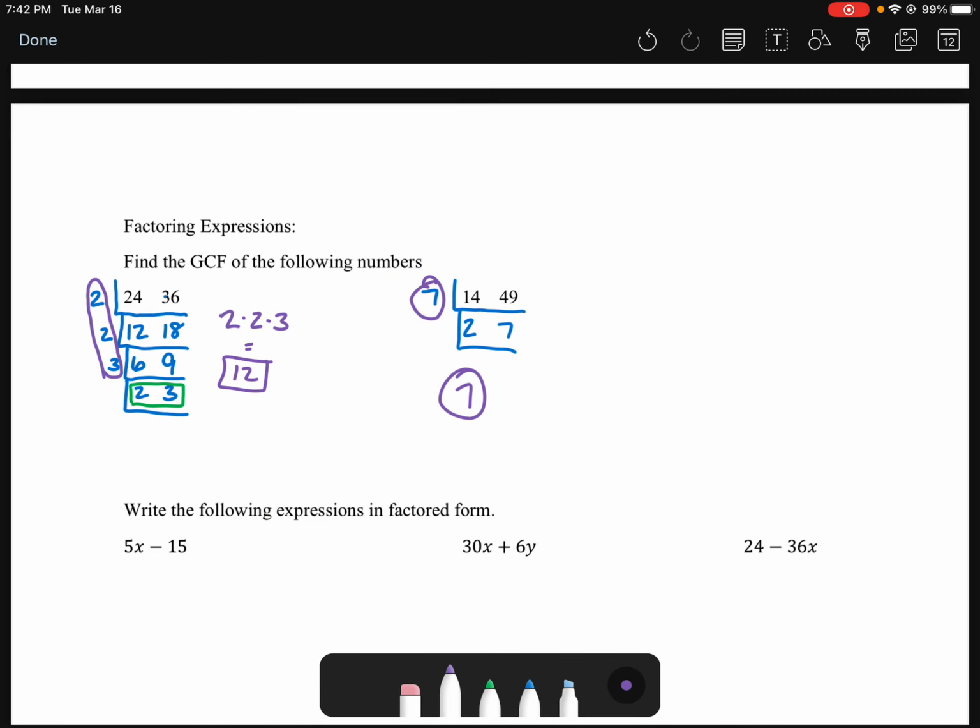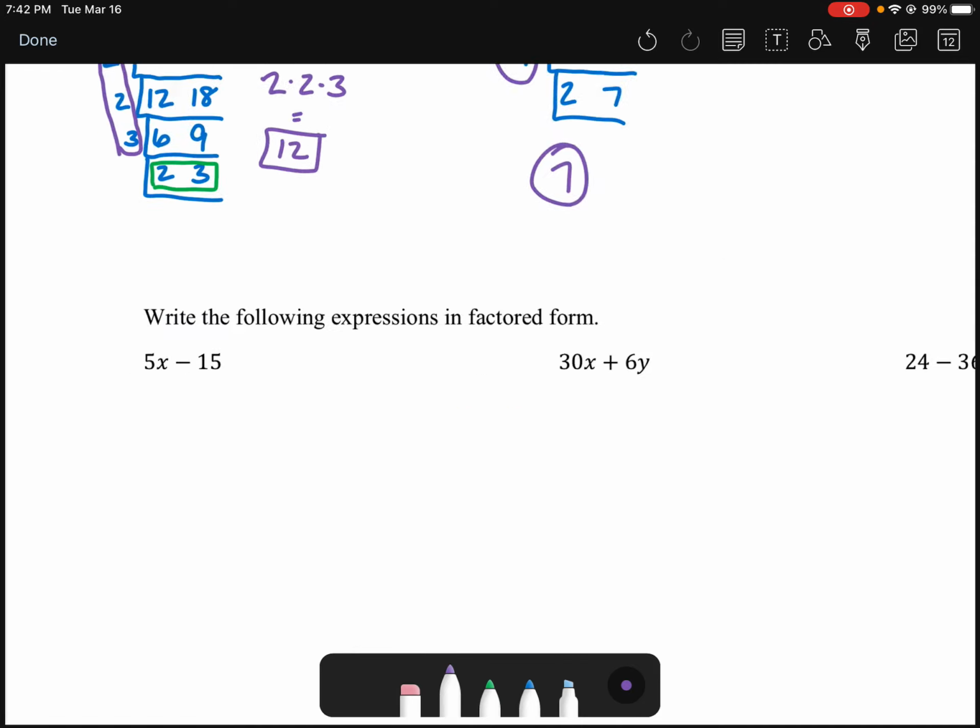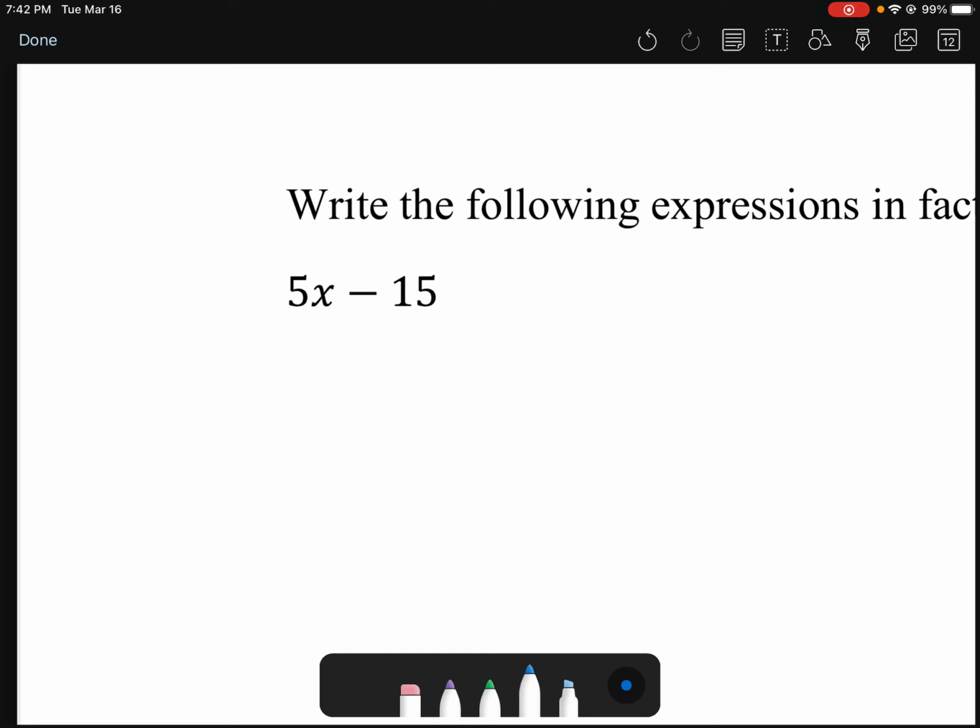So using that, defining the GCF, we're going to factor the following expressions. 5x minus 15. So I'm going to do my little cute cake box. I'm subtracting these guys, so I'm going to go ahead and bring that minus sign down. What's a number that can go into 5 and 15? 5 can go into both of those. So I'm going to take 5x divided by 5. That's just x, or 1x. 15 divided by 5 is 3.